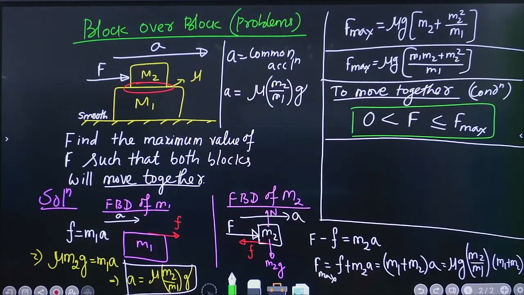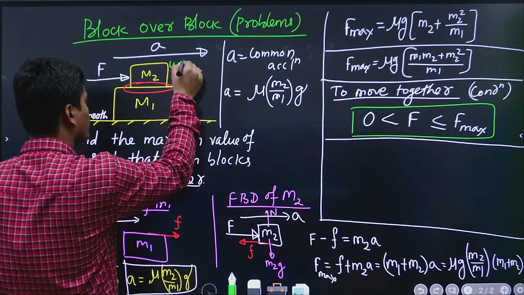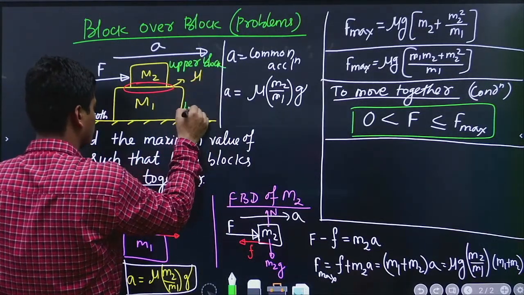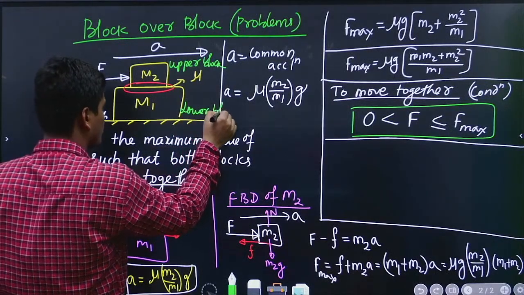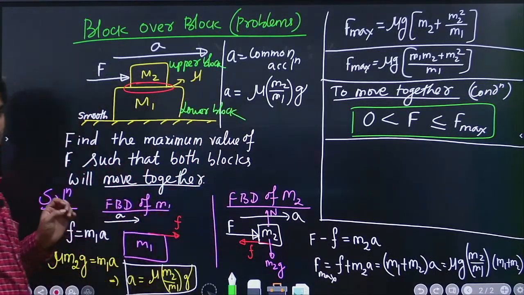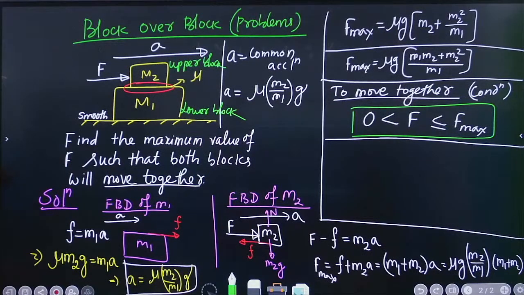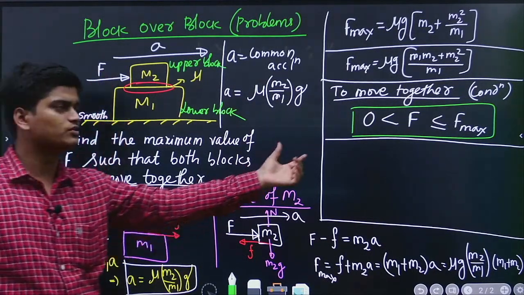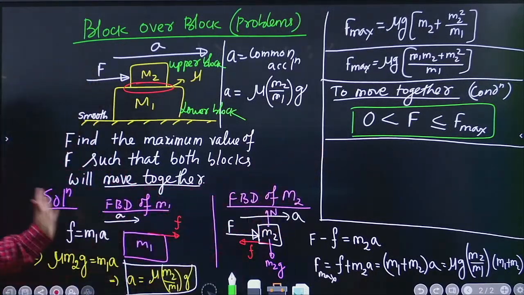Okay. Yes or no? So this is your F, acting where? On M2, the upper block. So remember, this is your upper block and this is your lower block. So these are block over block problems. Yes or no? Now, a similar case we can have when this F acts on M1, then another F max condition will come. In the previous slide I showed you. So first you note it down. That one I'll just explain.